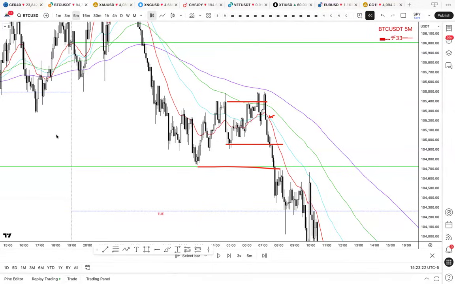Let's see. Okay, I use those to set the bias. The 100 and the 200 are more like, the 100 I look at like a minor level of support or resistance. I look at the 200 like a major level of support or resistance. And whenever those are broken, those are what confirm my bias.